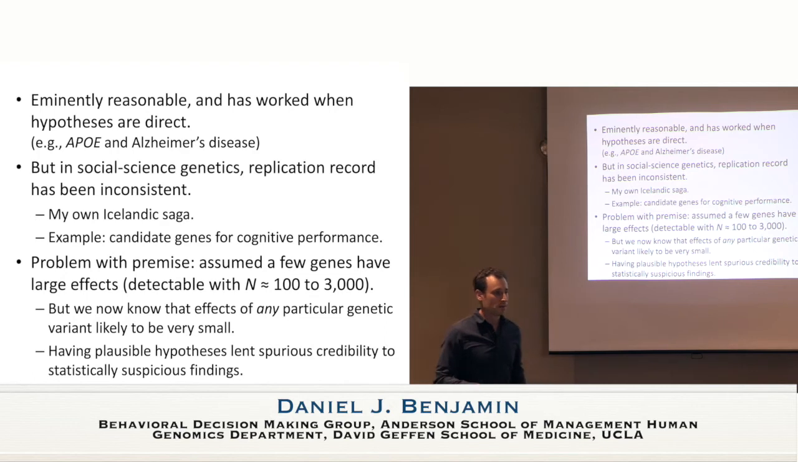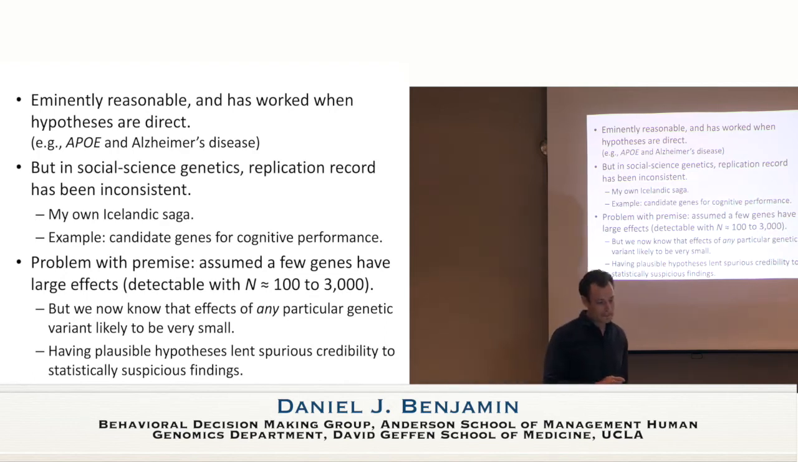Maybe there's an association, maybe there isn't, but we basically didn't learn anything from a study with a sample size of 100. Yeah? I was wondering whether the problem, especially in the early days of candidate gene approaches in the social science traits, is to do with the assumption of small genes having larger effect.